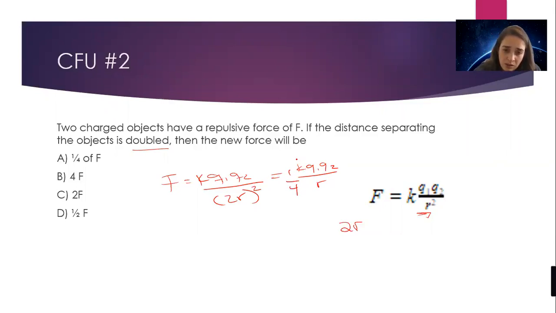So this here is my original force. And now I just see that by doubling the distance, the strength of the force actually becomes 1/4 of the original force. So the answer should have been A. Okay, if you have any questions about how we solved for this, take a note of it so you can ask your teacher later on.